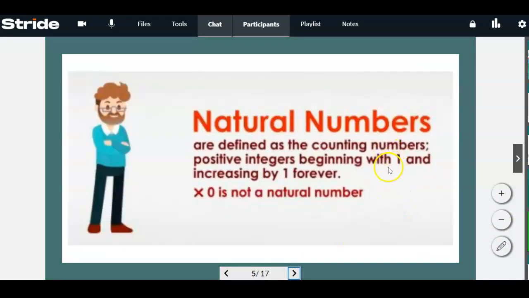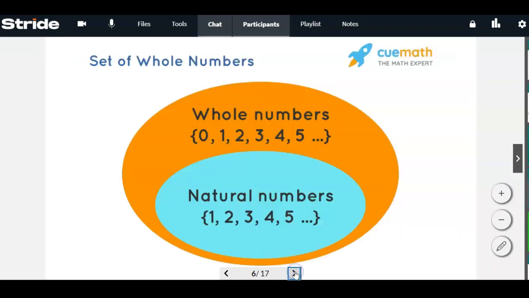So our natural numbers, defined by the counting numbers, are all positive and you start with 1. 0 is not a natural number. You can pause this at any time if you need to take notes. The set of whole numbers includes that 0. So this is the natural numbers or counting numbers and then the whole numbers. They're embedded, so all of the natural numbers are also whole numbers.